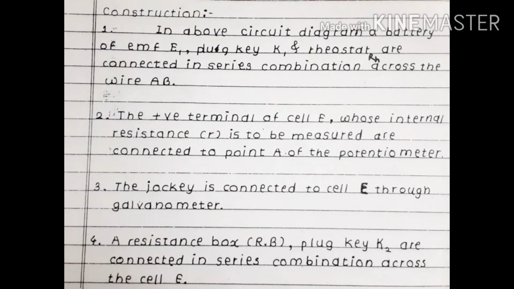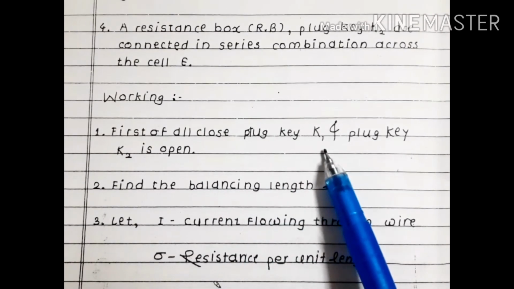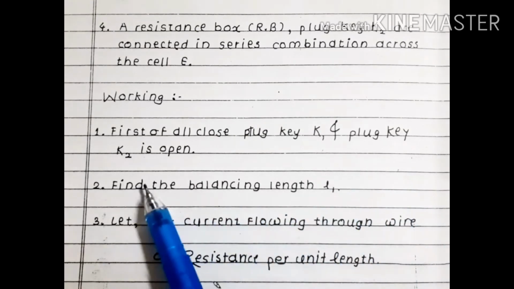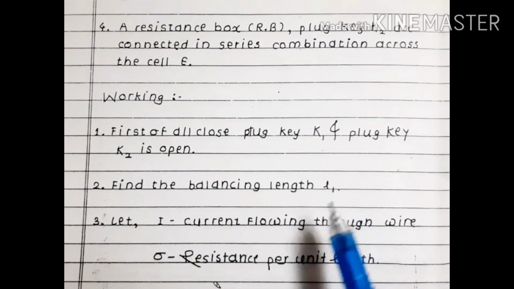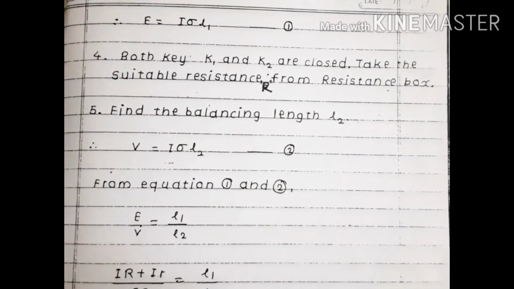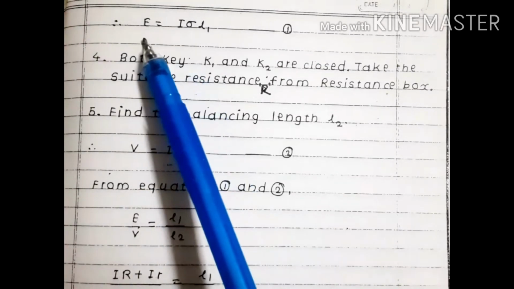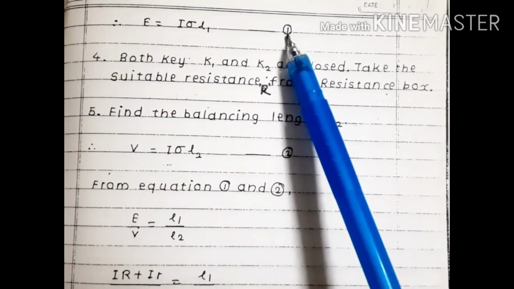Now, let us see some working points. First of all, close the plug key K1 with plug key K2 open, and find out the balancing length L1. Let I be the current flowing through the wire and sigma be the resistance per unit length. Then we are able to write that EMF is equal to I sigma L1. This is equation number 1.